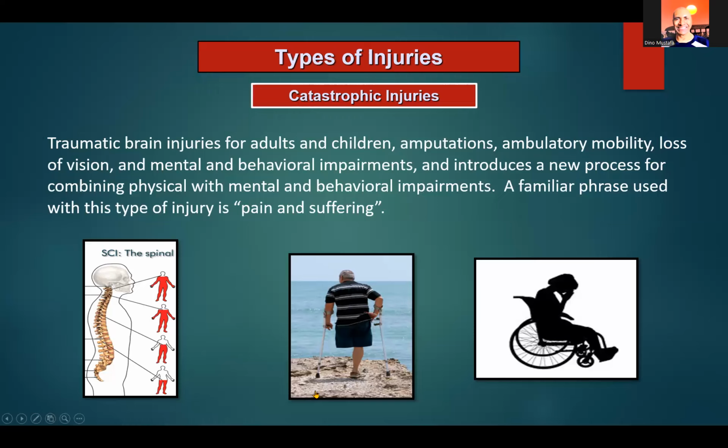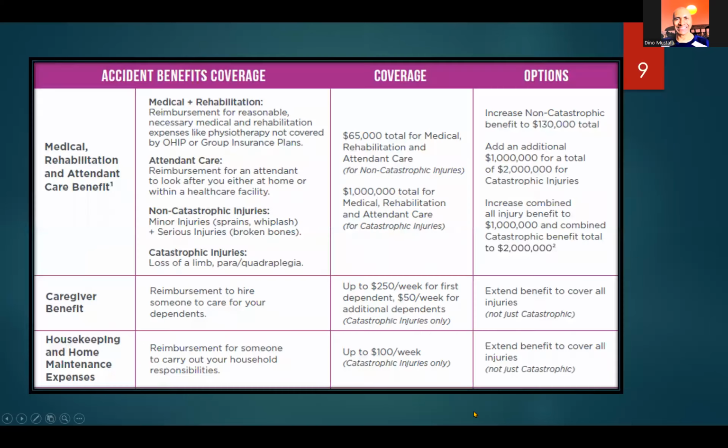Okay, so that's kind of the pain and suffering we're talking about. So three types of injuries: minor, non-catastrophic, and catastrophic, okay? Now, why are we talking about those things? Why do we have to know? So minor, we're already done with that, okay? $3,500 and that's it. So here is a chart from IBAO.